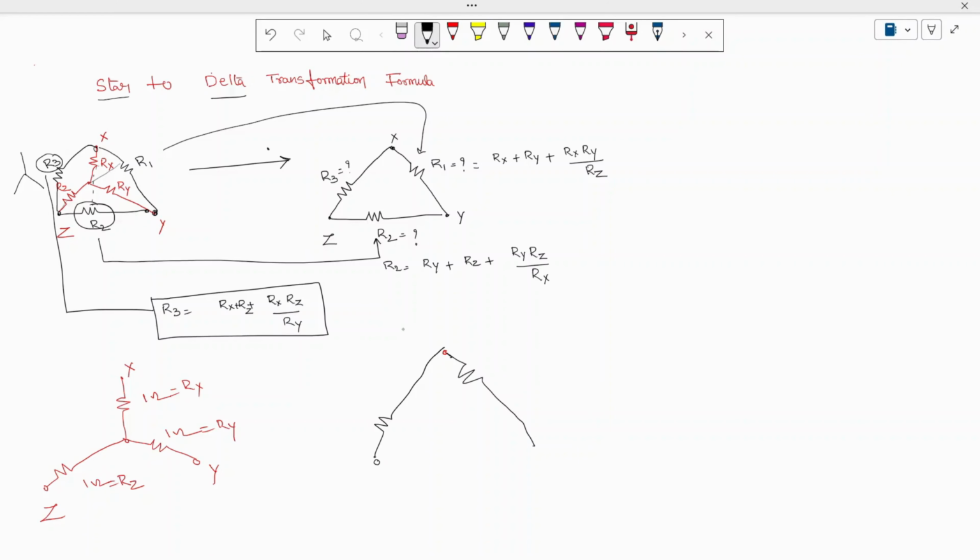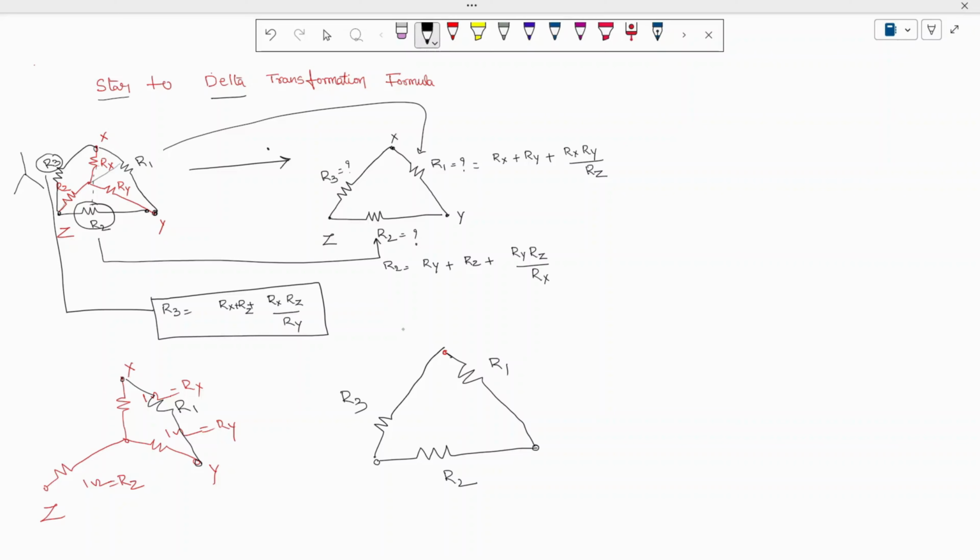Okay, so no worry, due to this software issue, it is missing. So this is the value of R1, this is the value of R2, this is the value of R3. So now I'm drawing the R1 here. So this is the value of R1.